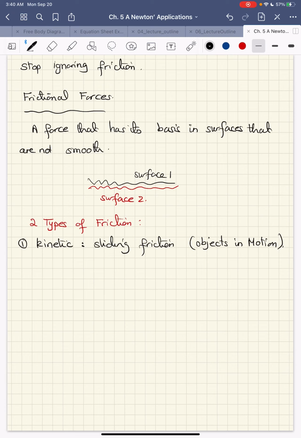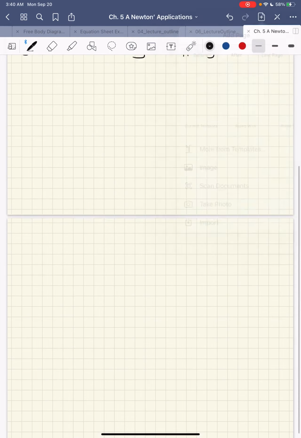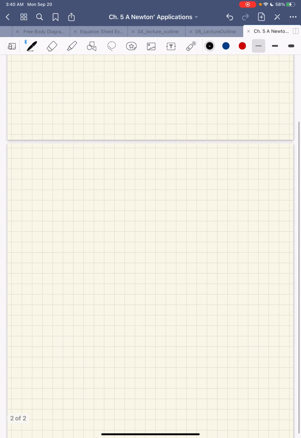The second type, we call it static, and that is when the object is stationary and it is always opposing motion. And we will talk about a thought experiment that we usually will do in the case of friction.